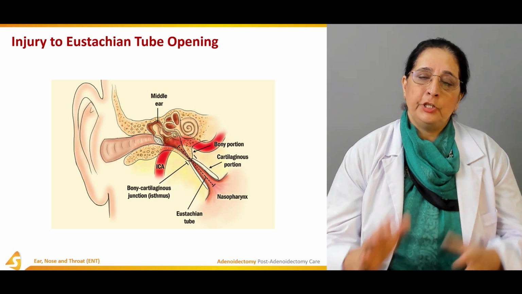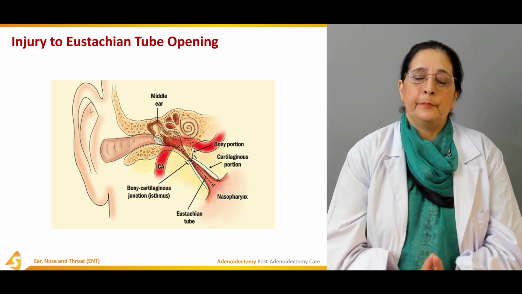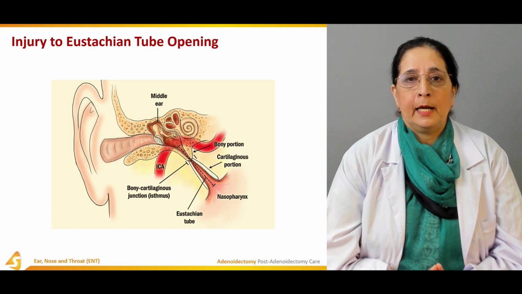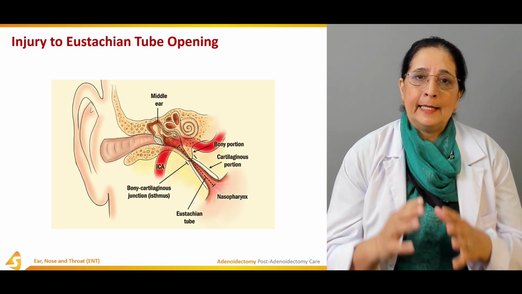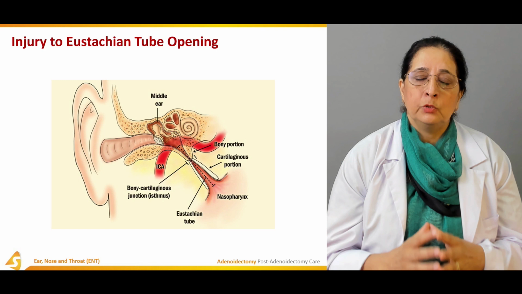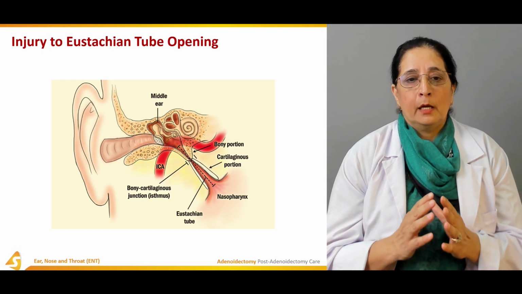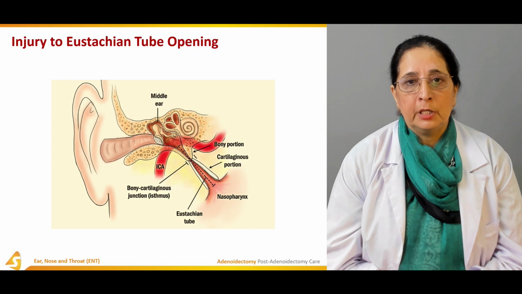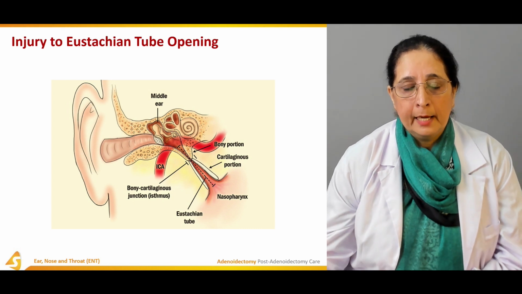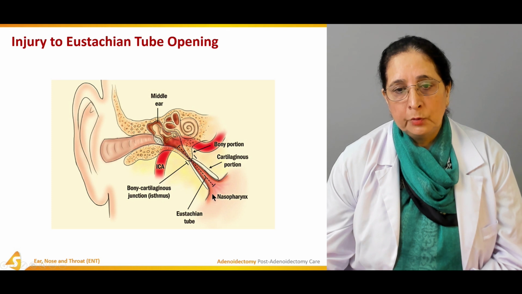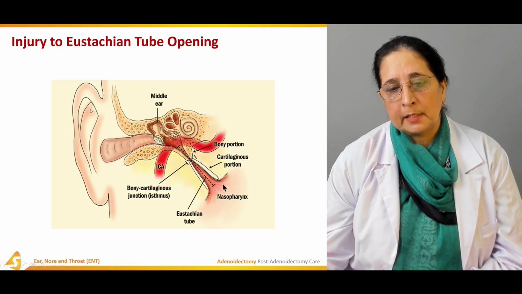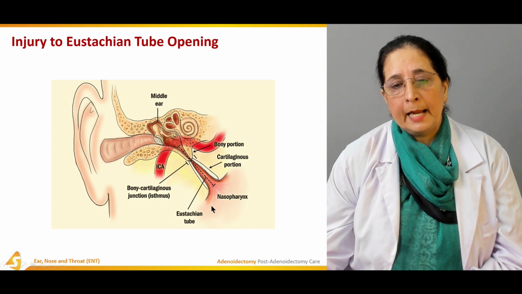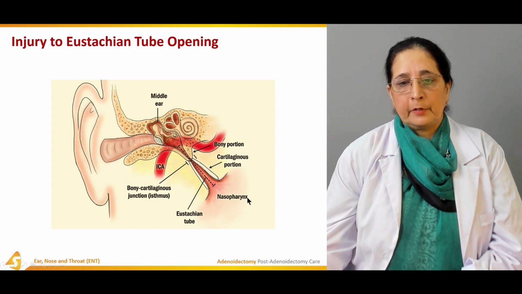Injury to the eustachian tube opening. As I mentioned, during the procedure it's very important that the nasopharyngeal opening of the eustachian tube, which lies very close to the adenoid tissue, is protected and injury is avoided. Here, if you see, that's the eustachian tube, running from the middle ear to the nasopharynx, and it's very, very close to the adenoids, so it needs to be protected.